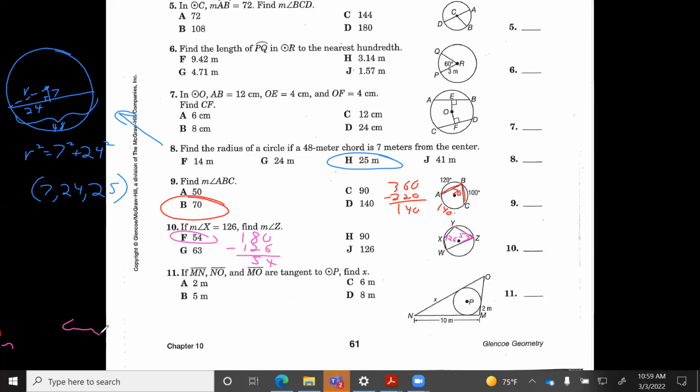Okay, number 11. Number 11, we have these three segments that are tangents. If you have tangents coming from the same exterior point to the point of tangency, those segments have to be congruent. So on there, if we know that this little piece is 2, what's the little piece right next to it? It's also 2. Now, on the next part, they gave us this entire line, MN is 10. If I know that little piece is 2, then that other piece on MN has to be how long? 8. Subtracted, got 8.